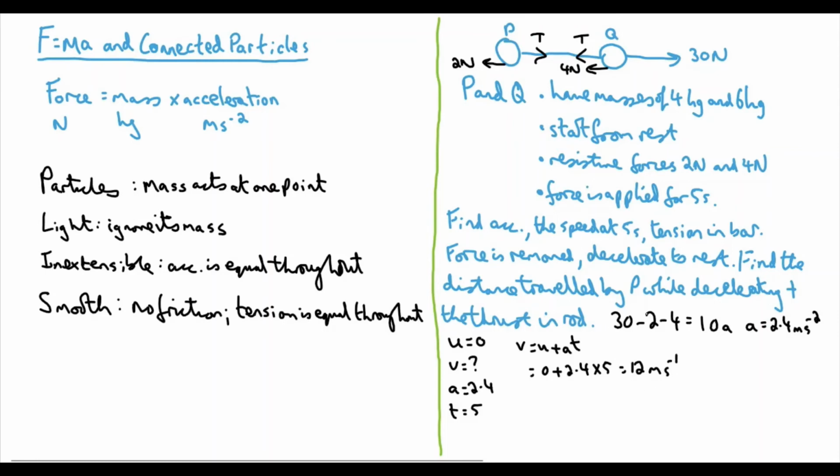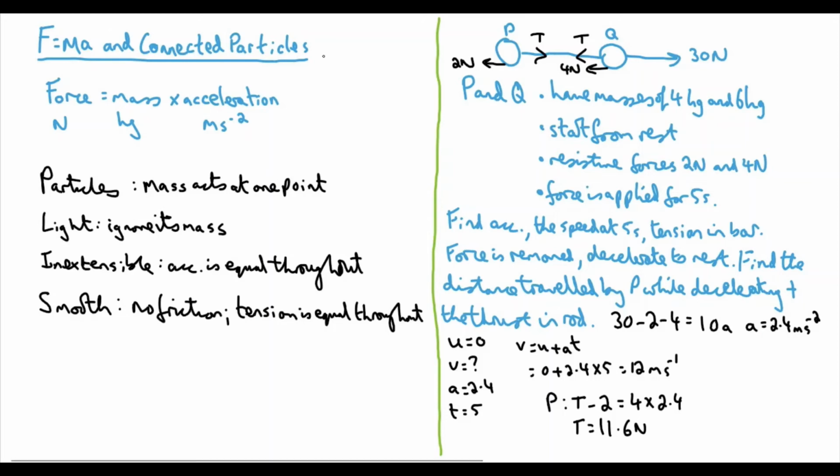And from that, just find what the tension is. Again, at this stage, we'll just focus in on one of them or the other. I'll focus on P. So for P, the forward force is just the tension, minus the only resistive now of 2, gives you the mass of P was 4, and that's times the acceleration of the 2.4 here. So your tension is going to say 4 times your 2.4 here is going to be 9.6. Add the 2, gives you a tension of 11.6 newtons.